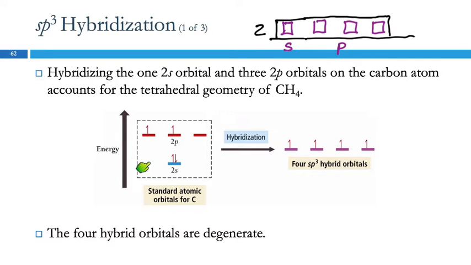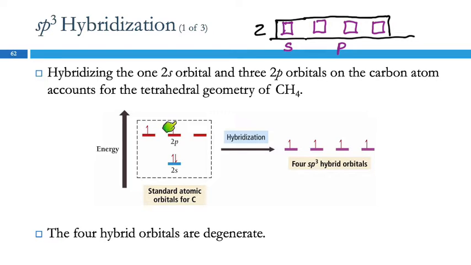So we take these 4 different beds, these 4 different orbitals, and we hybridize them so now they're in the same room. All the beds are the same energy. They all cost the same amount. So these are degenerate orbitals.